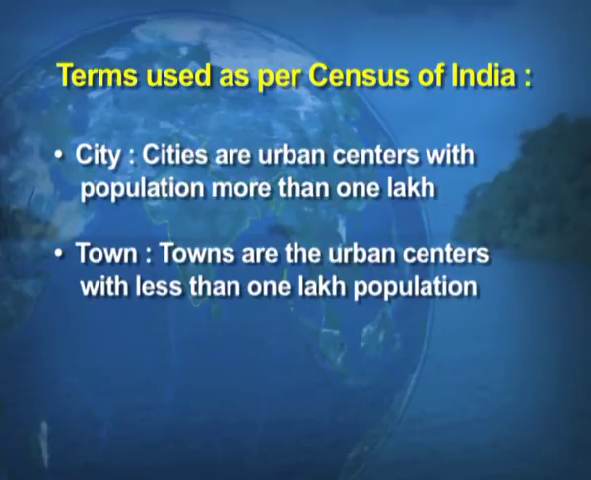Settlements vary from hamlet to metropolitan city. So, that means it is the number of people living in any of the settlements. Now, we will be taking up a few terms which are used as per the census of India. Number 1, city. Cities are the urban centers with a population of more than 1 lakh. So, that area is known as a city. We take up the term town. Towns are the urban centers with less than 1 lakh of population.